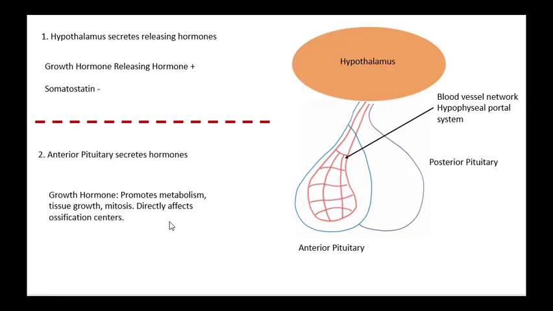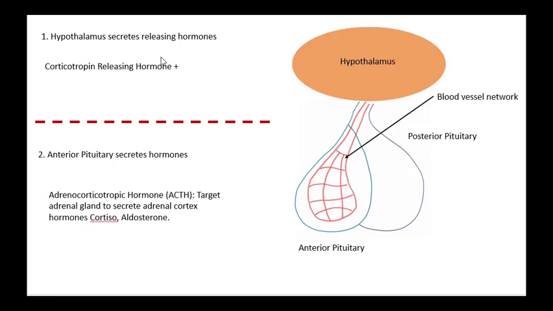So what does growth hormone do? In a nutshell, growth hormone promotes metabolism, tissue growth, mitosis, and directly affects the ossification centers in bone. Remember, you have your primary and secondary ossification centers. Those are directly affected by growth hormone. Let's look at another one.